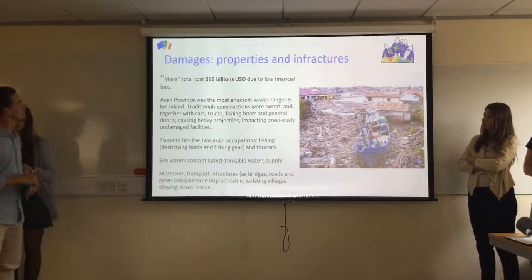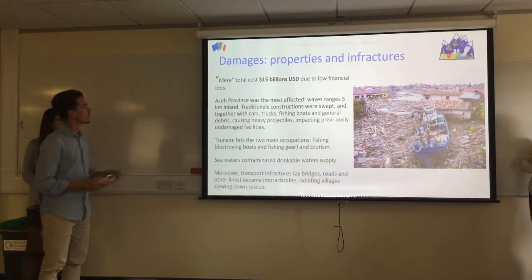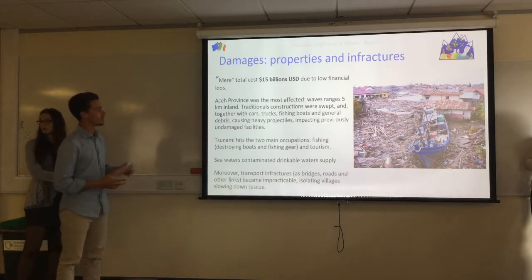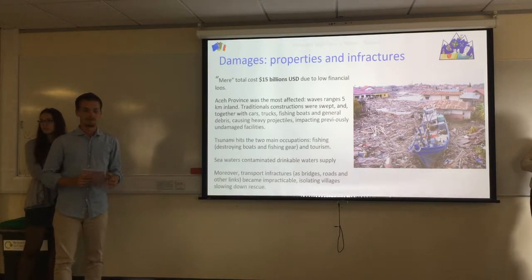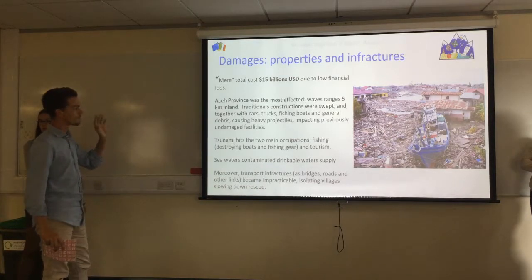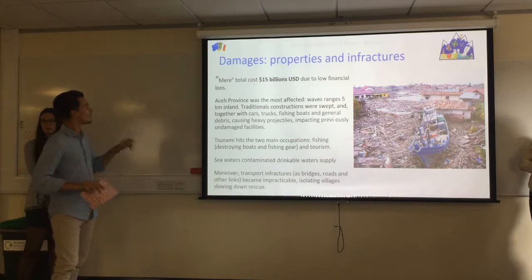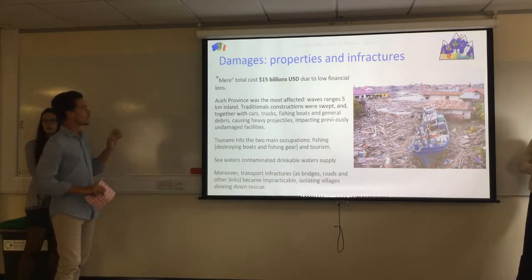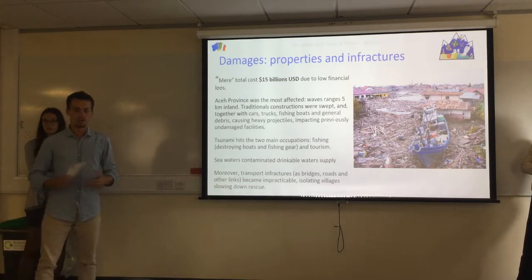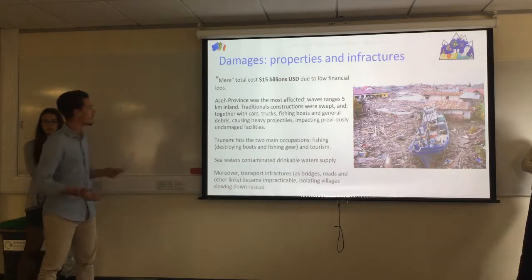Let's talk about damages. I decided to split damages in two parts: economical damages and, the second part, loss of life. The tsunami and earthquake caused a mere total of 50 billion US dollars, and compared to other natural events, that is a low cost of money.